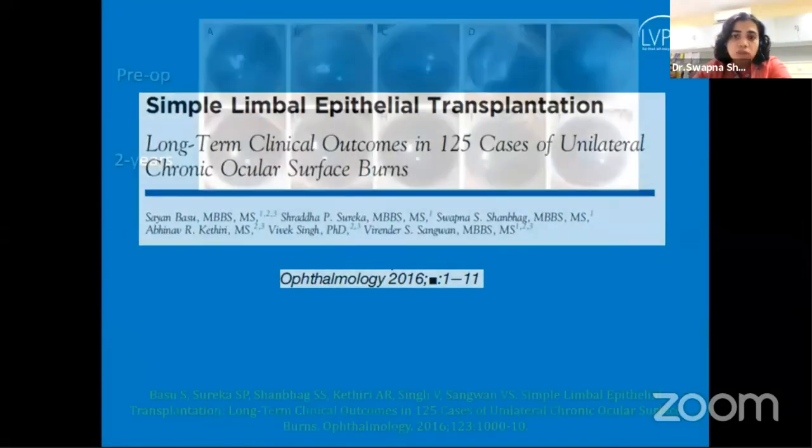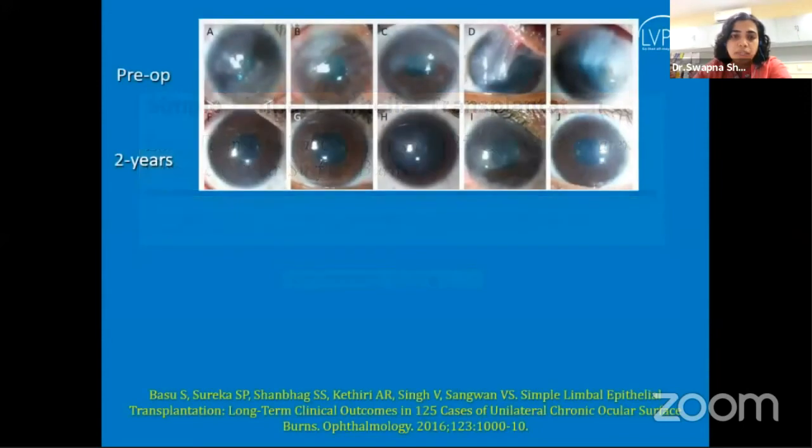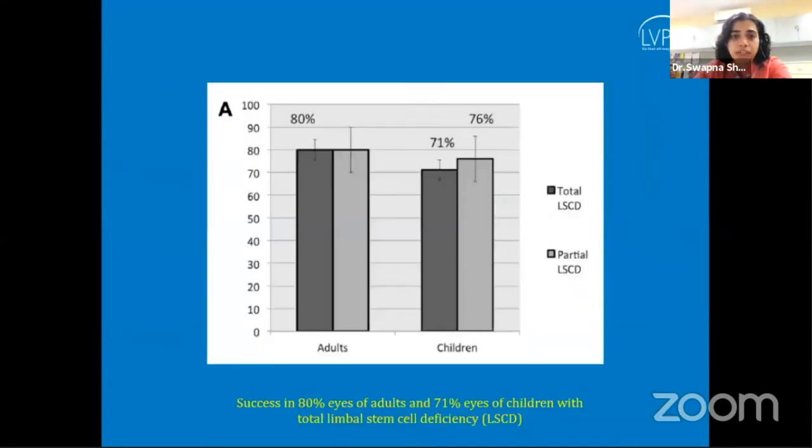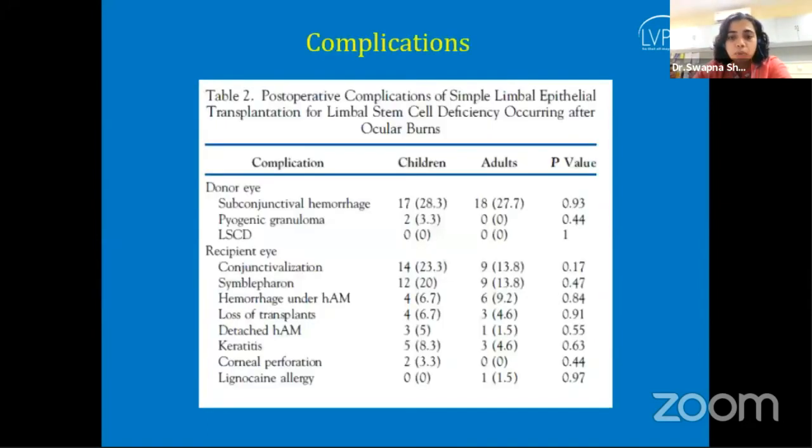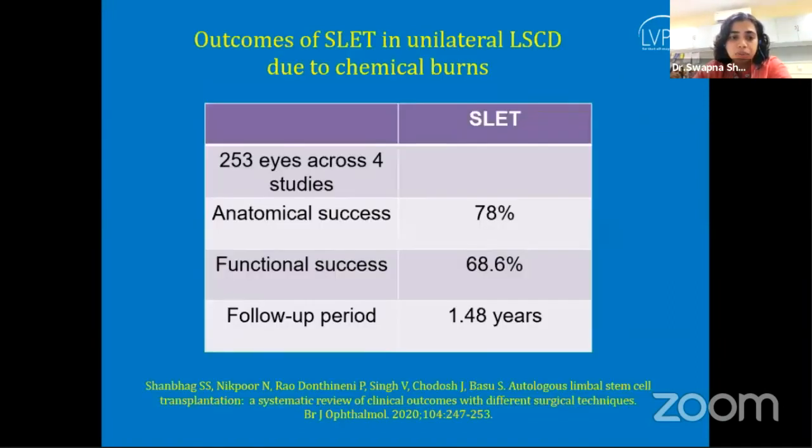The outcomes have been also published in 125 eyes, where the outcomes are very good in both adults and children, with almost 70 to 80% success, both functional and anatomical. In the donor eye, the amount of complications are very less. LSCD is 0, and conjunctivalization and Symblepharon are also minimal, can be treated. However, this is in the recipient eye. We do not see much of LSCD in the donor eye, because we just harvest 1 clock hour.